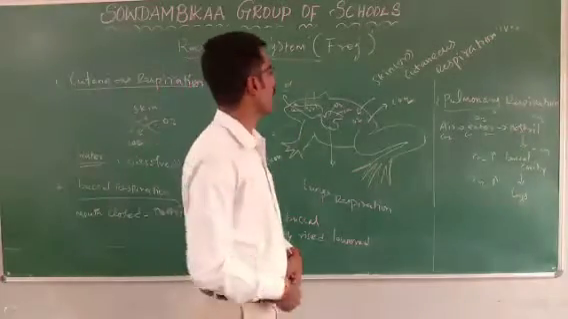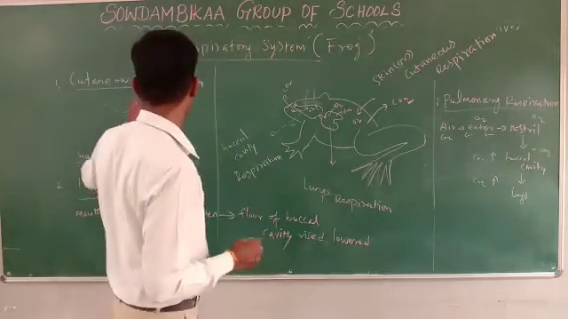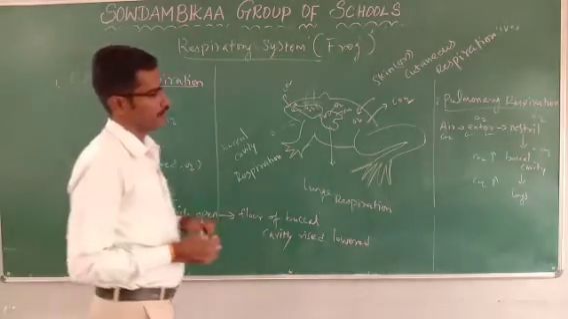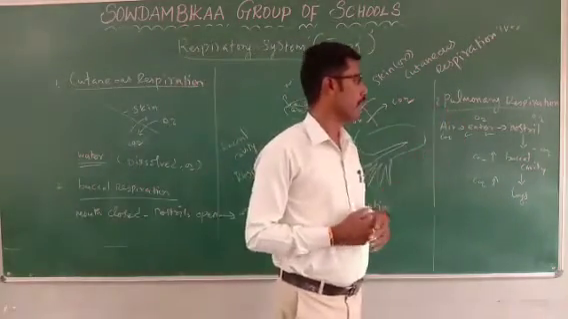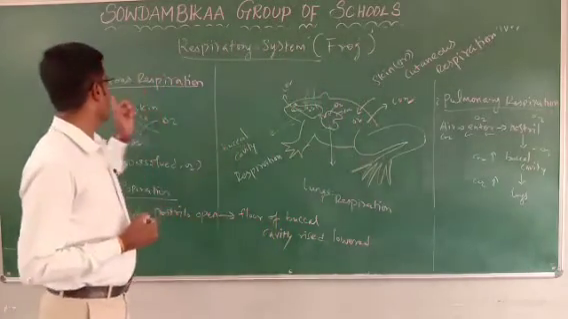Respiratory system of frog. Generally, there are three types of respiration in frog. First one is cutaneous respiration. Second one is buccal respiration, and third one is pulmonary respiration. Okay, now let's discuss cutaneous respiration.